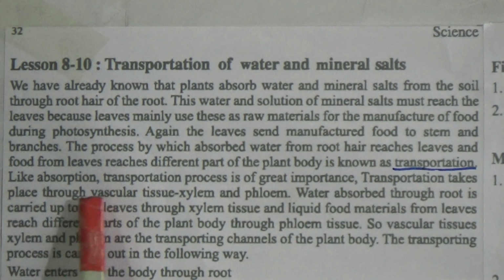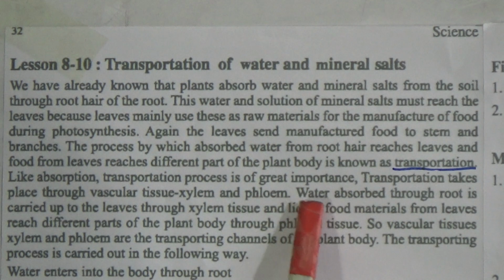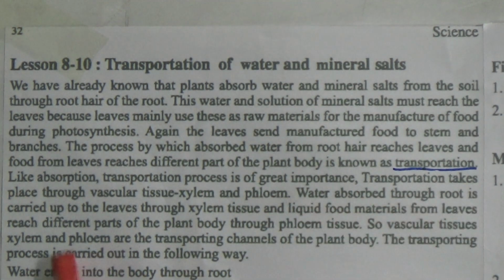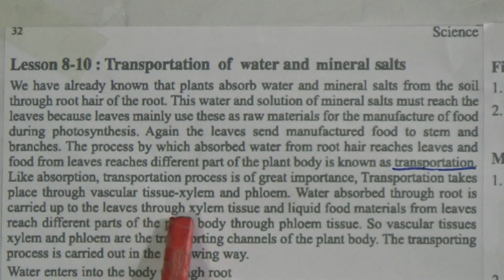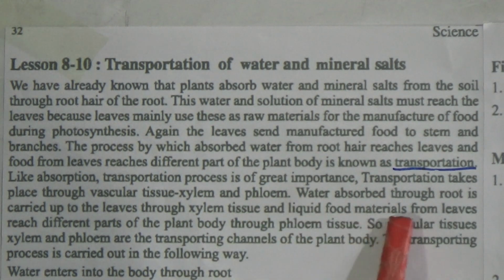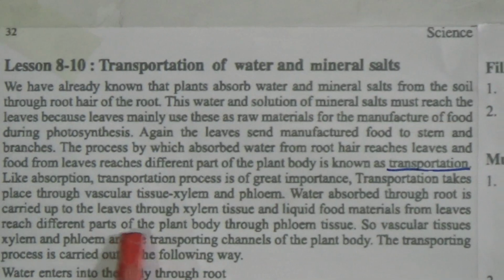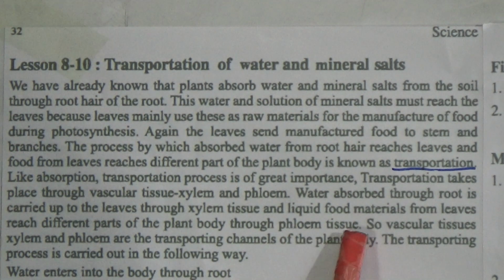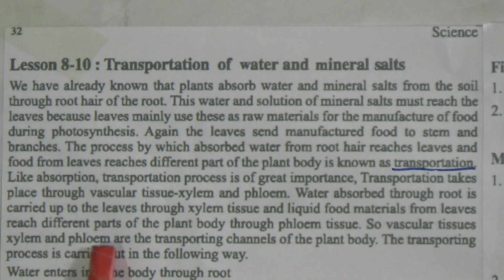Transportation takes place through vascular tissue, xylem and phloem. Water absorbed through root is carried up to the leaves through xylem tissue, and liquid food materials from leaves reach different parts of the plant body through phloem tissue. So, vascular tissue, xylem and phloem are the transporting channels of the plant body. The transporting process is carried out in the following way.